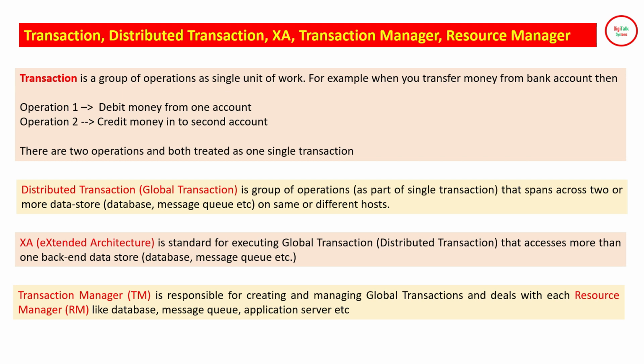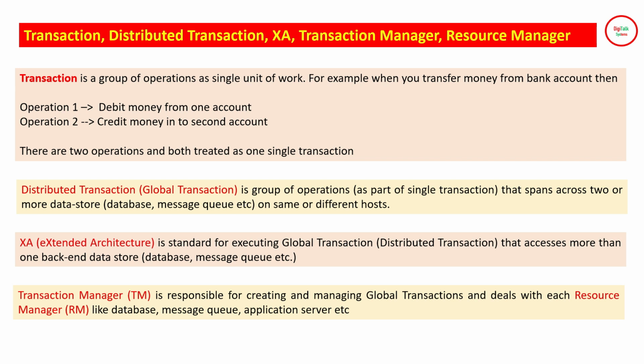For example, if I take the first example again, where we debit money from one account and credit it to a second account, doing a certain kind of money transfer, in that case your WebLogic server will act as a transaction manager, and you have two backend databases, of bank one and bank two. Both databases will act as resource managers. So this is called the transaction manager and resource manager.